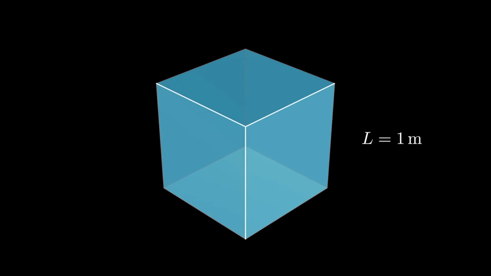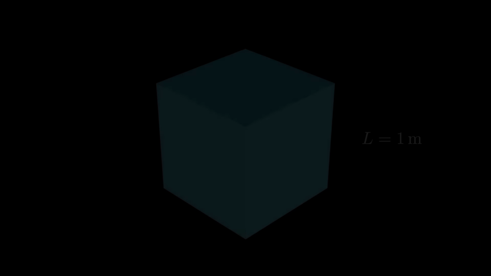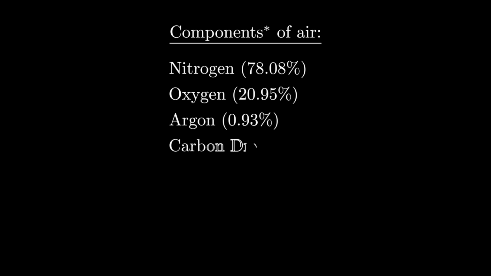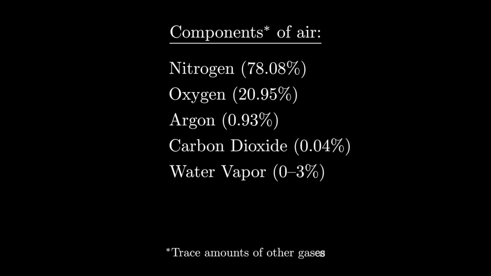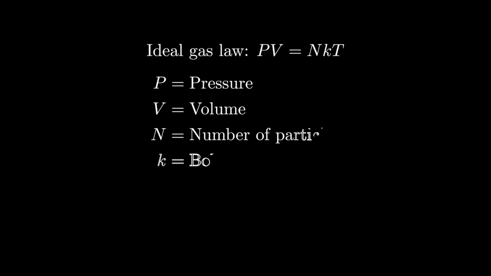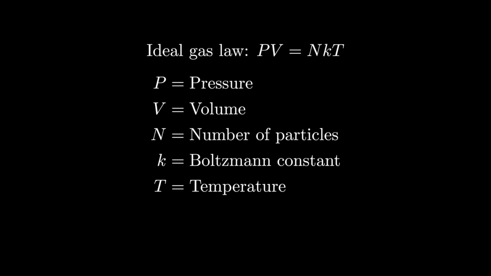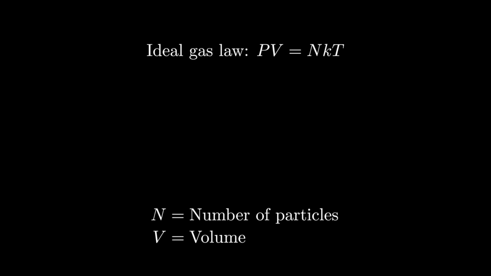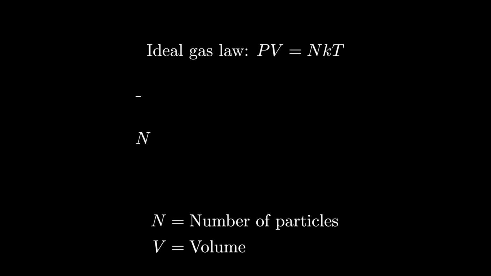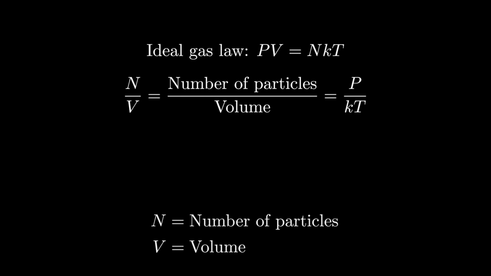To do so, let's contemplate the air in this room. Specifically, let's consider a cubic meter of air. Air is a gas composed mainly of nitrogen and oxygen molecules, but includes small amounts of other substances. For our purposes, we'll think of all of these particles as being identical and assume that air obeys the so-called ideal gas law, which describes how the various properties of the gas are related to each other. Using the ideal gas law, we can determine the number of particles in a cubic meter of air, assuming normal pressure and temperature.